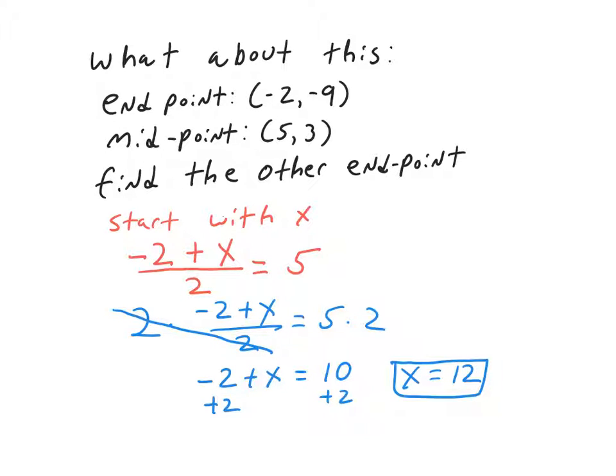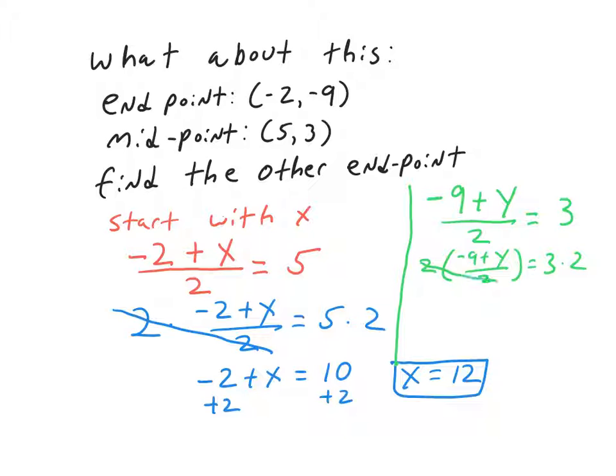And now we'll do the same thing for the y. Alright, so for the y I went from negative 9. That's where I started. I added the other endpoint y value to it. I divided it by 2 and I got 3. Okay, so we're going to do the same thing, multiply both sides by 2. I'll get rid of these 2's, and we'll get negative 9 plus y equals 6. Add 9 to both sides, and we'll get our y value of 15. So the other endpoint is 12x and 15y.